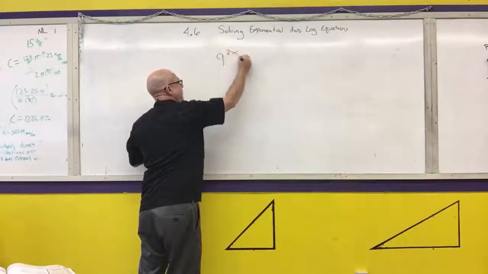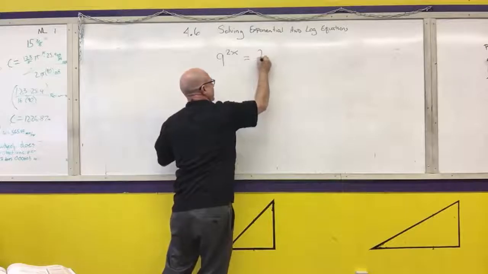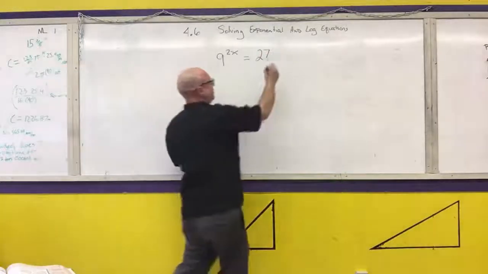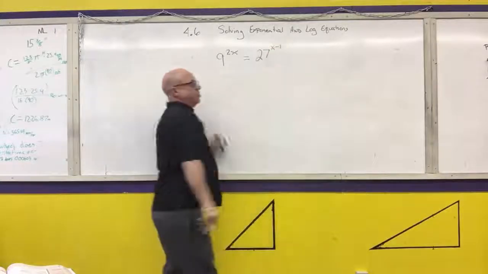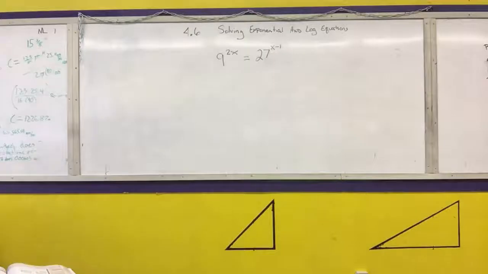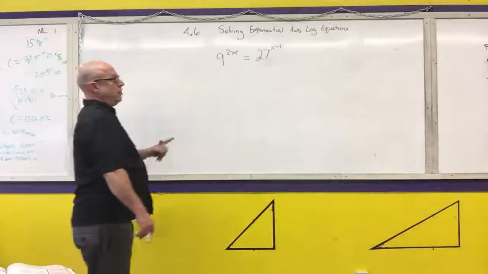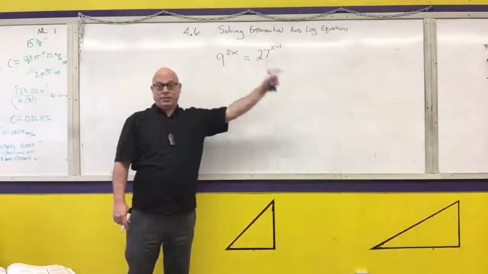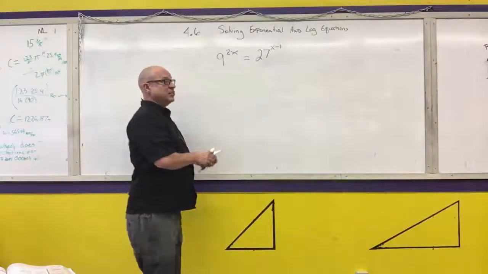If I have 9 to the 2x is equal to 27 to the x minus 1, I want to know what x is equal to. And the first way I would go about doing this is I would try to rewrite both 9 and 27 as the same base with an exponent. Are these both powers of the same number? What number would that be? 3. 9 is 3 to the what?